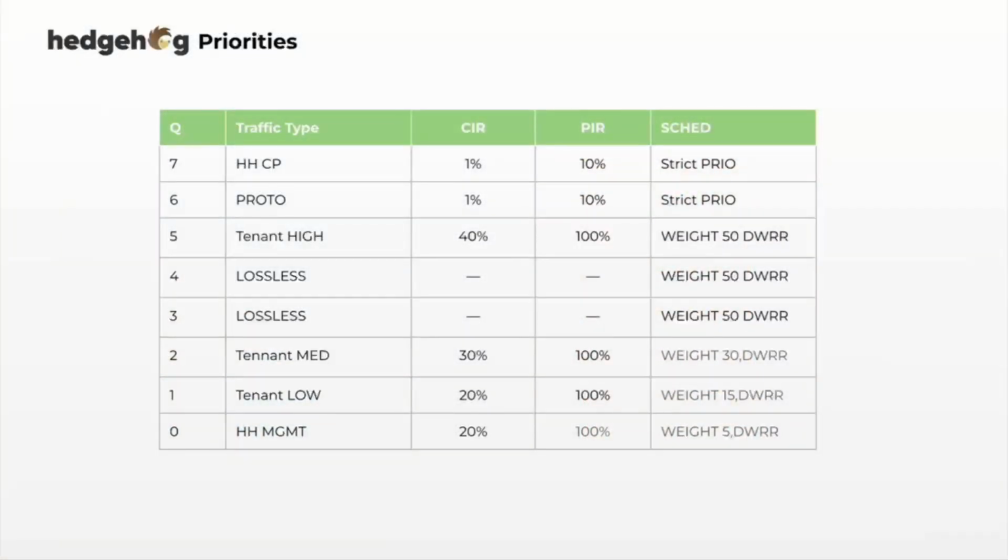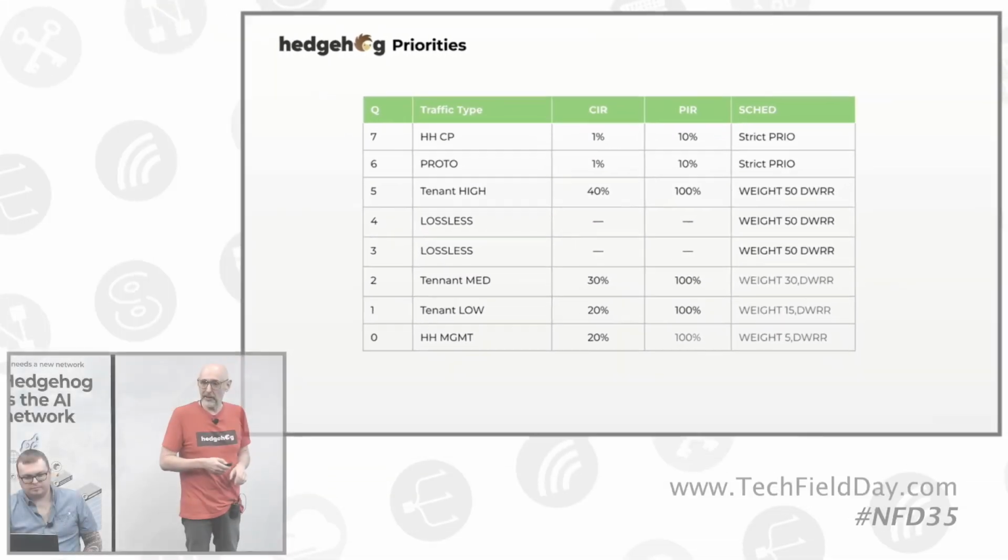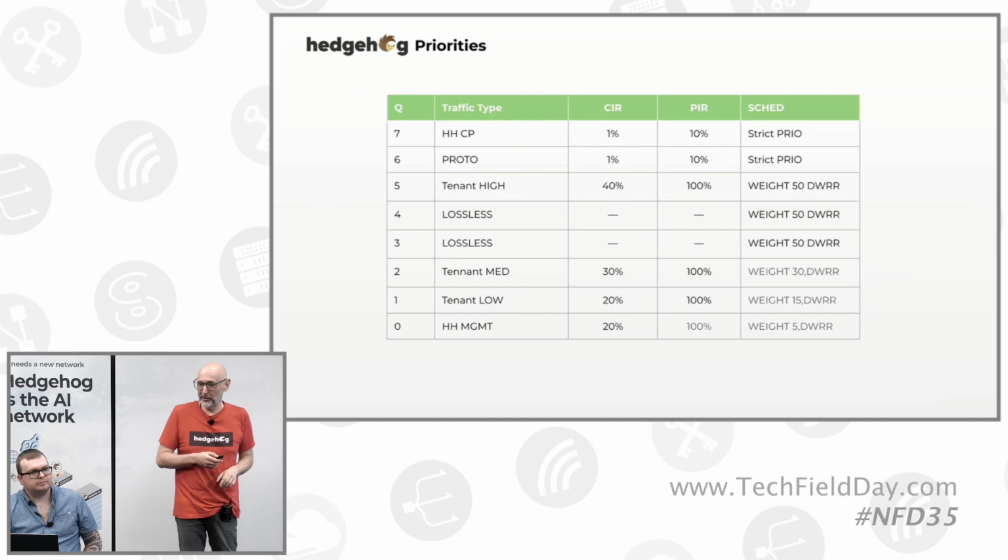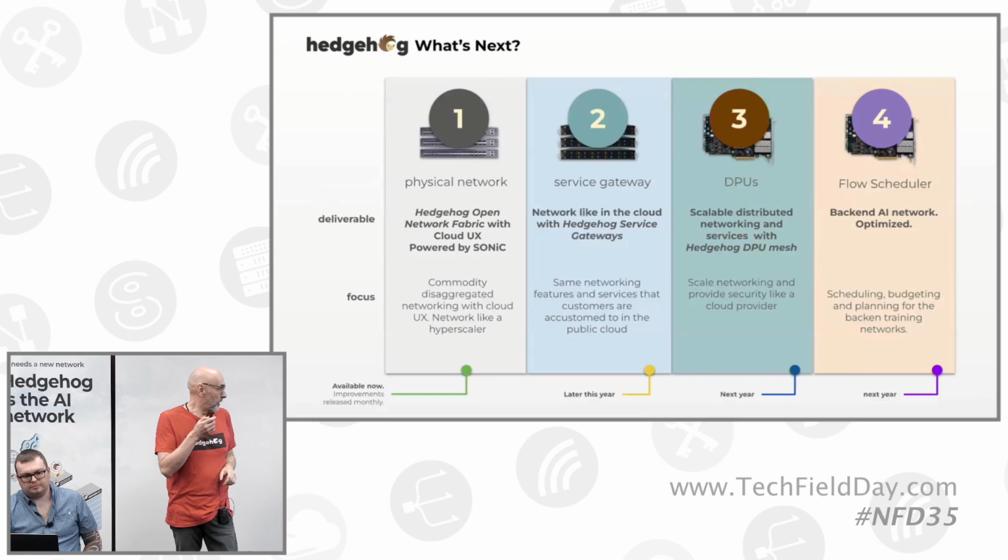Right, so these are the priorities. We have 3 tenant priorities for lossy traffic and 2 lossless queues. The rest is for protocols and management traffic, so you can actually squash it so our control plane doesn't crowd out the tenant traffic.